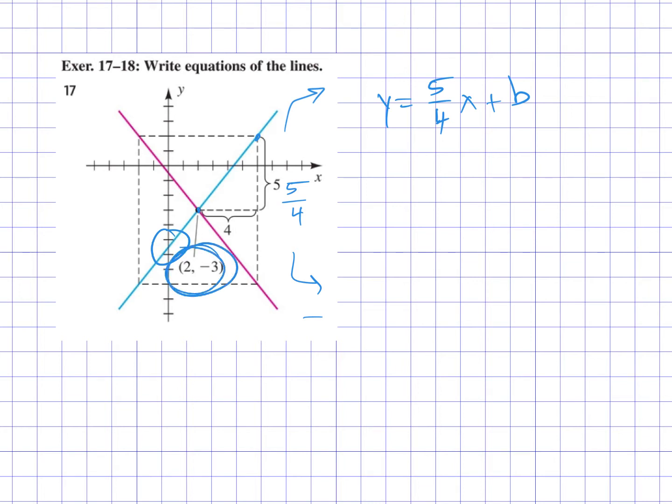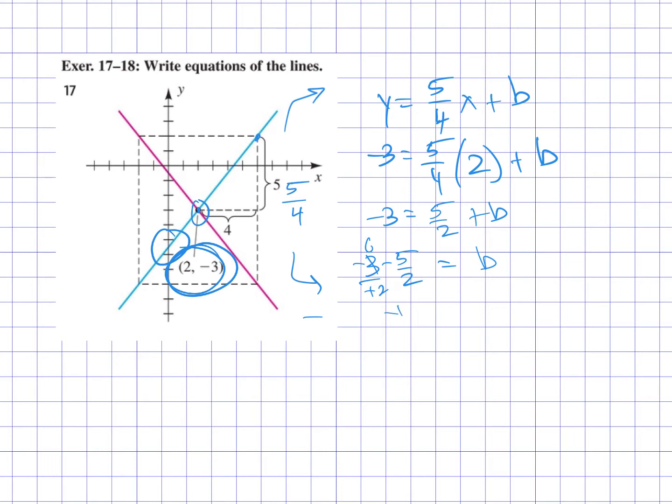And they gave us a point right here, 2, -3. So -3 is y, x is 2, and now we solve for b. So 10 over 4 is going to be 5 over 2. Subtract 5/2 from -3, and get a common denominator, multiply by 2, and we get -11/2, which is -5 and 1/2. If you count down 1, 2, 3, 4, 5, and a half right there. So our blue line equation is y equals 5/4 x minus 11/2. You could have said 5 and 1/2 if you wanted. All right, so that's the blue line.